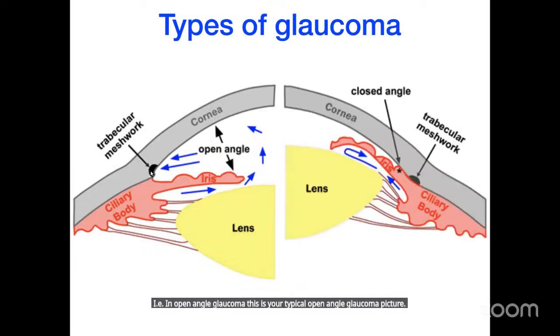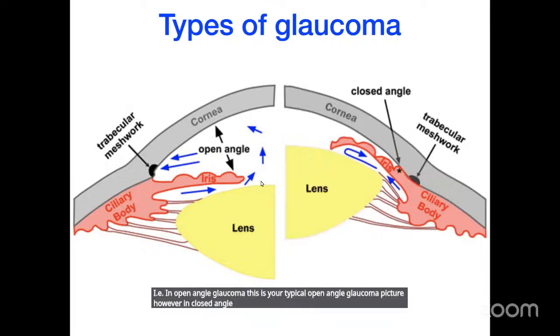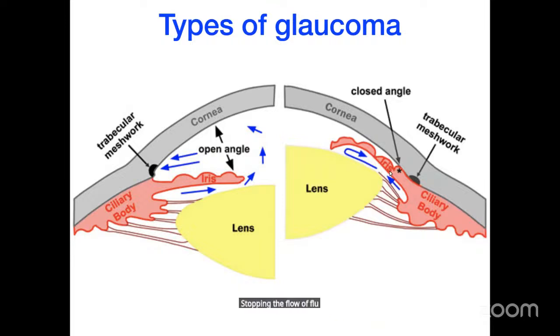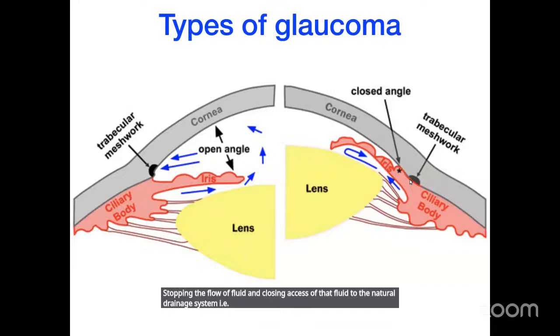However, in closed-angle glaucoma, what happens is as you get older, the natural lens gets thicker and thicker, and it pushes the iris against this drainage system, stopping the flow of fluid and closing access of that fluid to the natural drainage system, i.e. the drainage angle is closed. And that, in turn, can result in high pressure, which can then result in damage to the nerve called glaucoma.